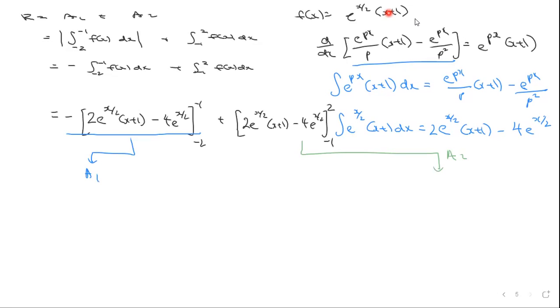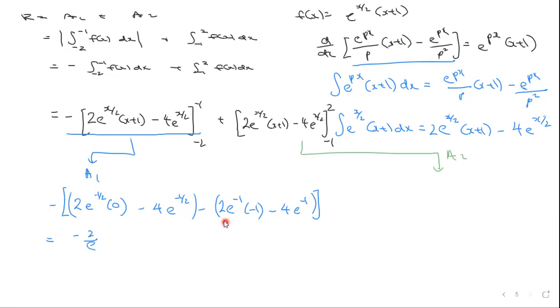So that means I'm going to have 2 e to the -1/2 times 0 minus 4 e to the -1/2, minus 2e to the -1 times -1 minus 4e to the -1, with a negative at the front. So just be careful. Negative of negative is plus, but that's got a negative there. So negative 2 over e. And then that's plus 4 over e, right? So negative is plus, plus with that is going to be minus 4 over e.